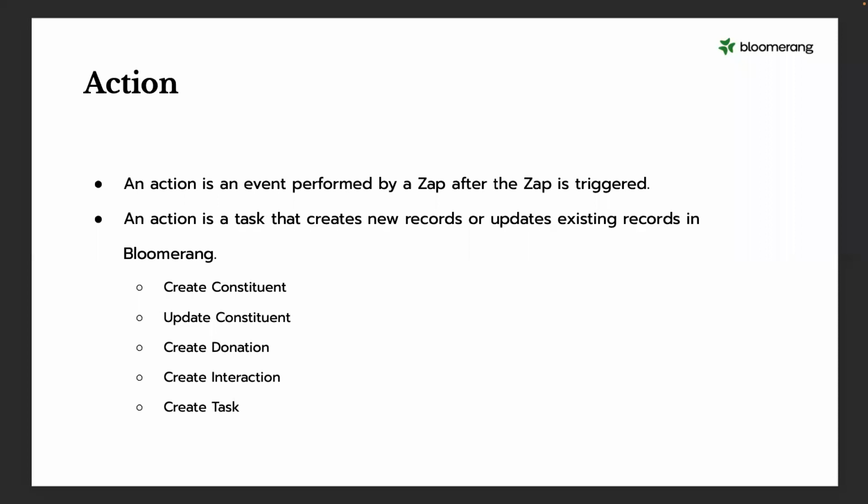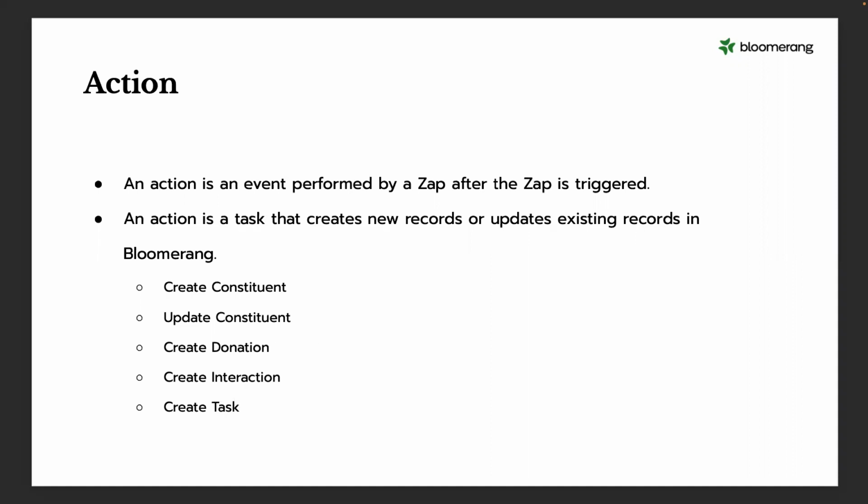So generally speaking, when we're talking about actions, we're talking about writing data into Bloomerang. And there are 5 options in the Bloomerang Zapier app. We can create new constituents, update existing constituents, or we can create donations, interactions, or tasks.